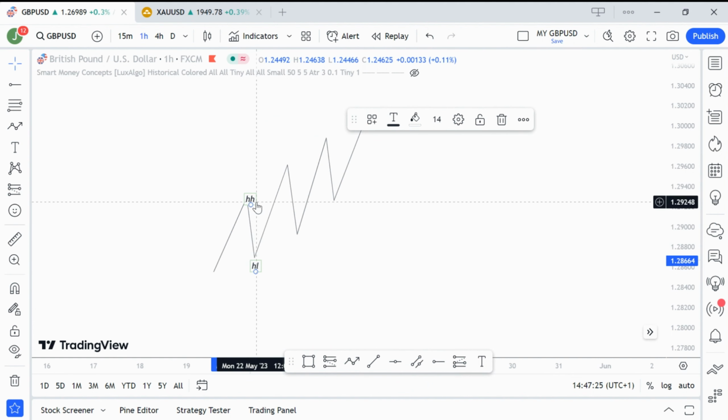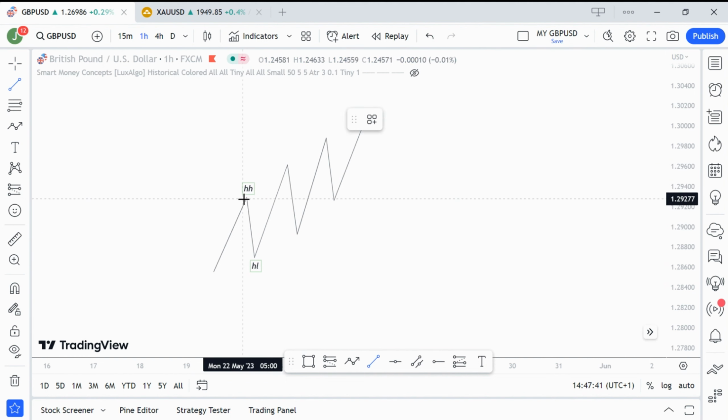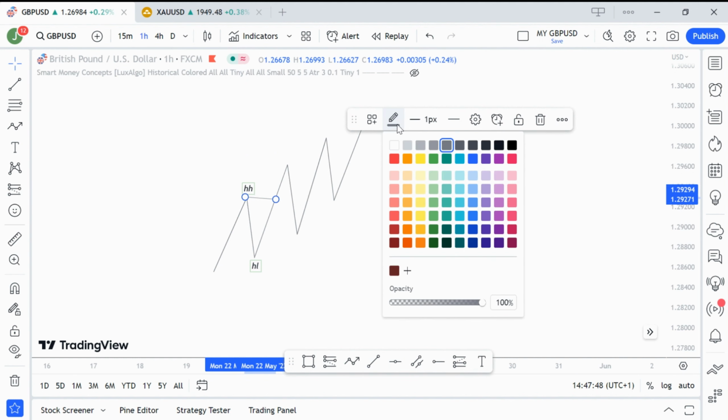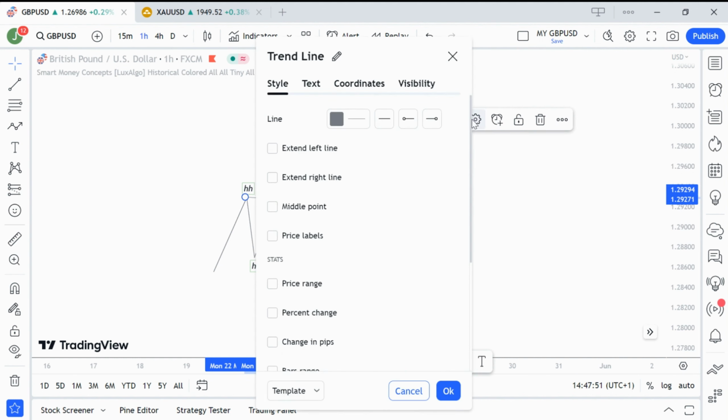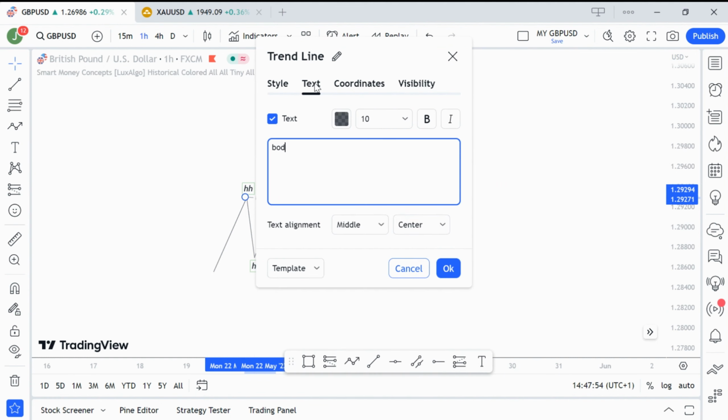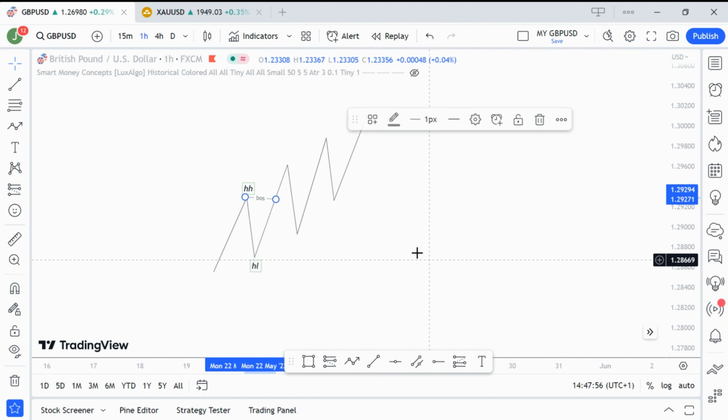How do they form? When the market is at this high, it comes down and has this low. This low is higher than this previous low, then it moves up, breaking this high, causing what we call a break of structure to the upper side, breaking this level. Then we can label it a break of structure. You can say BOS, break of structure to the upper side, then it comes down to another low.